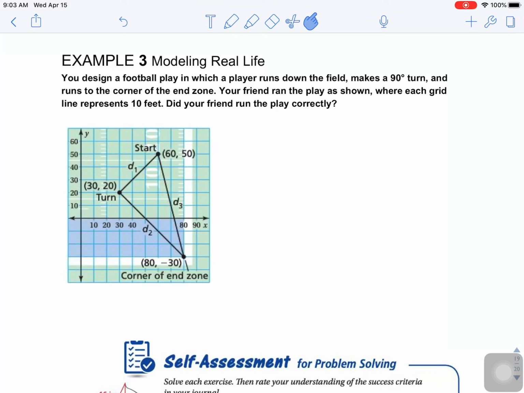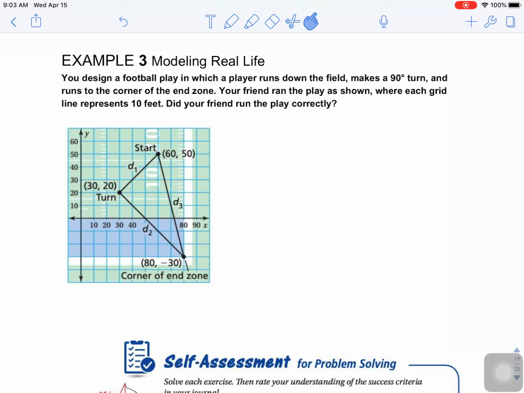Alright guys, today we are going to finish up the notes from lesson 9.6, starting with example 3, which is modeling real life. So the question says, you design a football play in which a player runs down the field, makes a 90-degree turn, and runs to the corner of the end zone. Your friend ran the play as shown, where each grid line represents 10 feet. Did your friend run the play correctly?